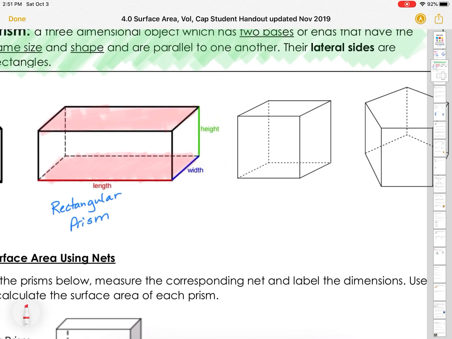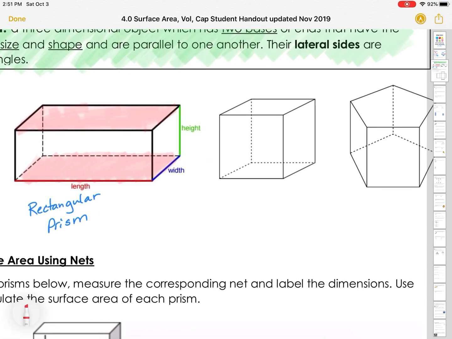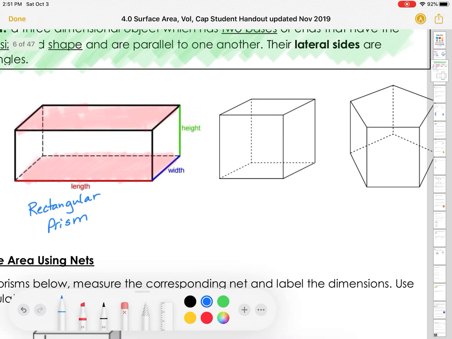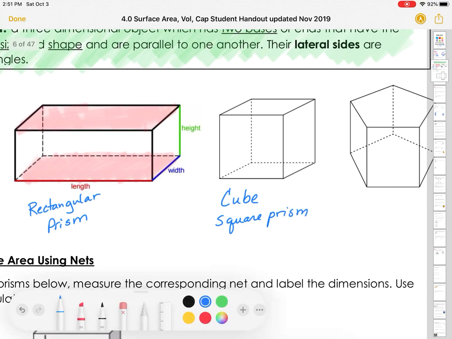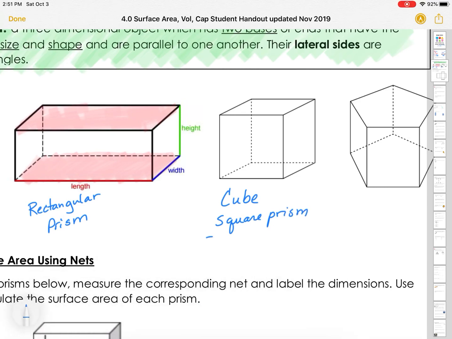Okay. We have another, this is a cube. It's a specific kind of rectangular prism, a cube. So it's a square prism. It's like a dice. So all six sides are the same. That one's nice because all you have to do is find one side and times it by 6.